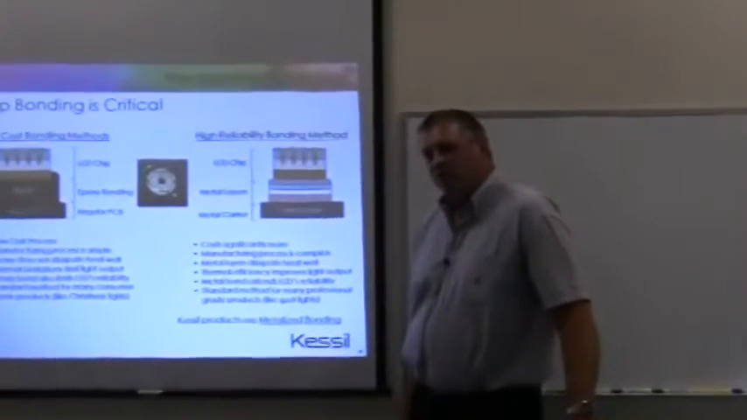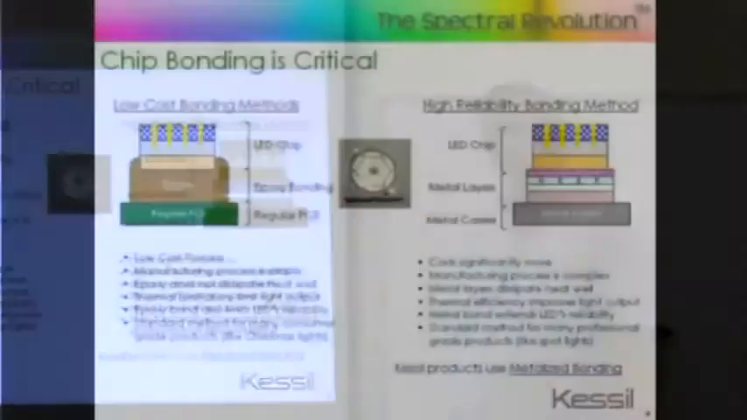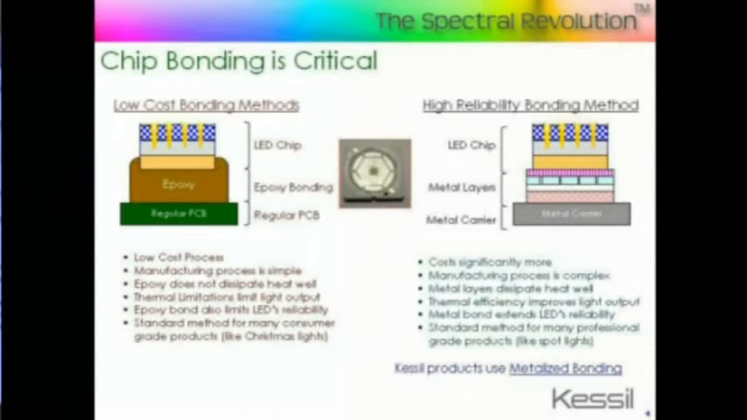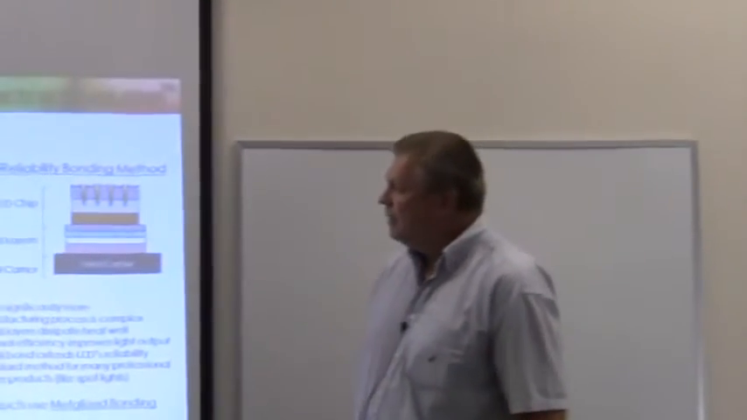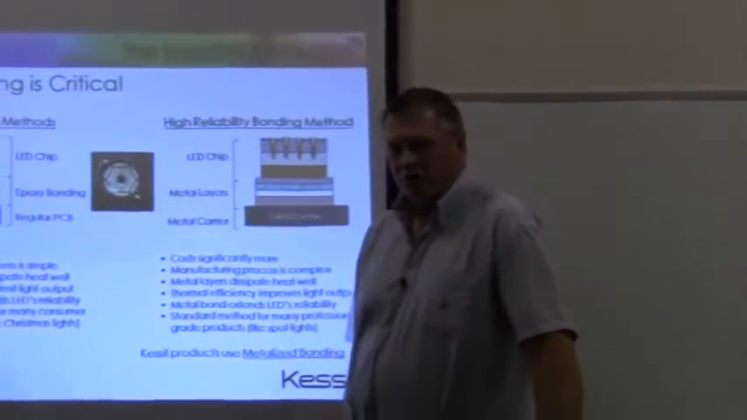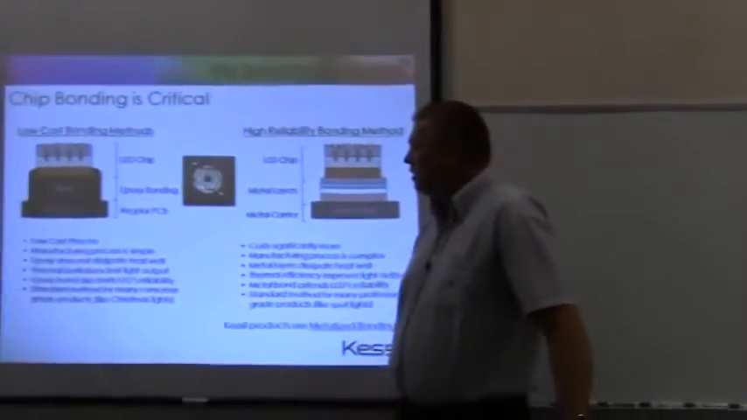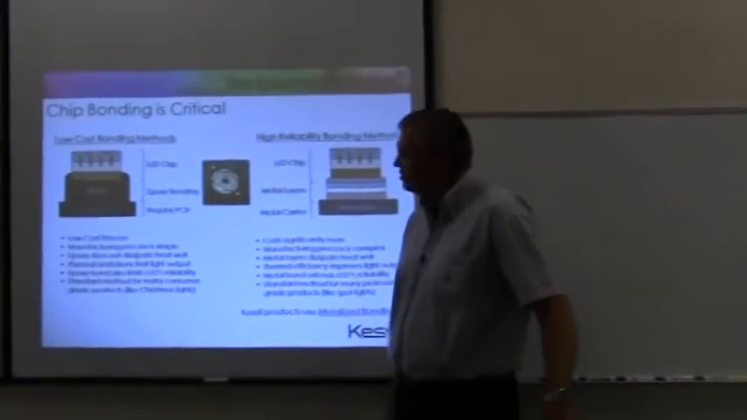Another element that's very critical for making high brightness LEDs is chip bonding. And by that I mean the bonding of that bare LED chip to some form of substrate or chip carrier that it rests on. There's a variety of fairly low cost bonding methods out there that have been used traditionally for single chip LEDs or single chip LED cells.